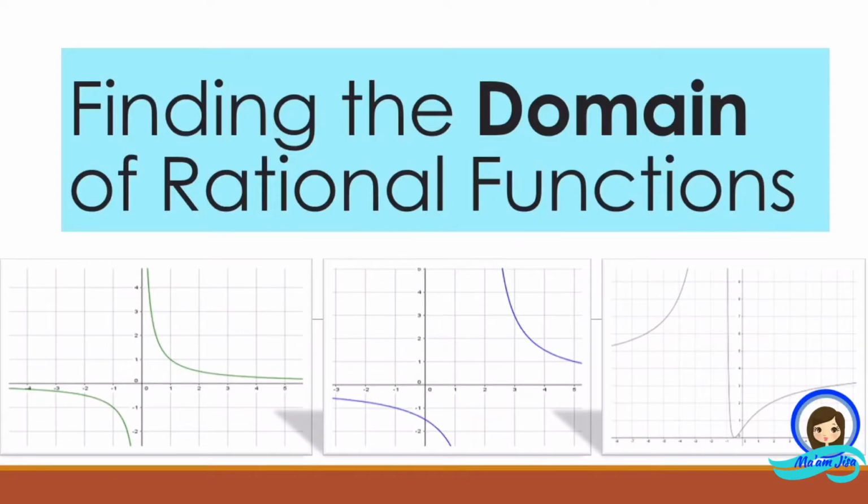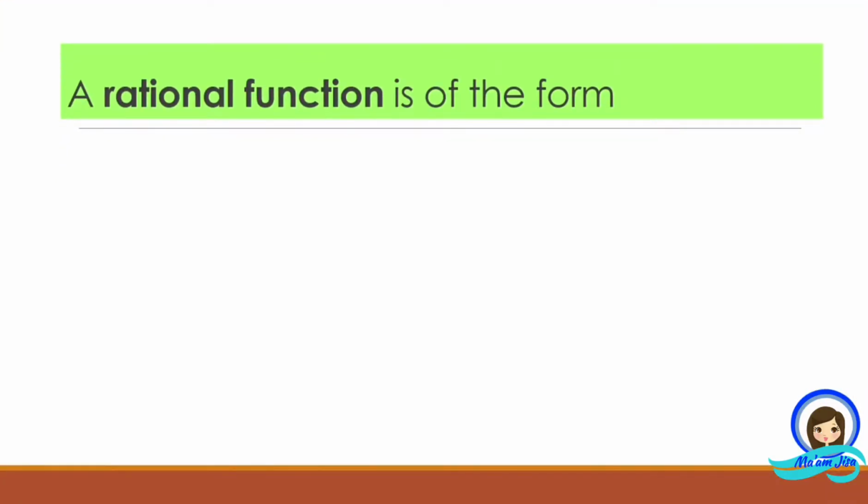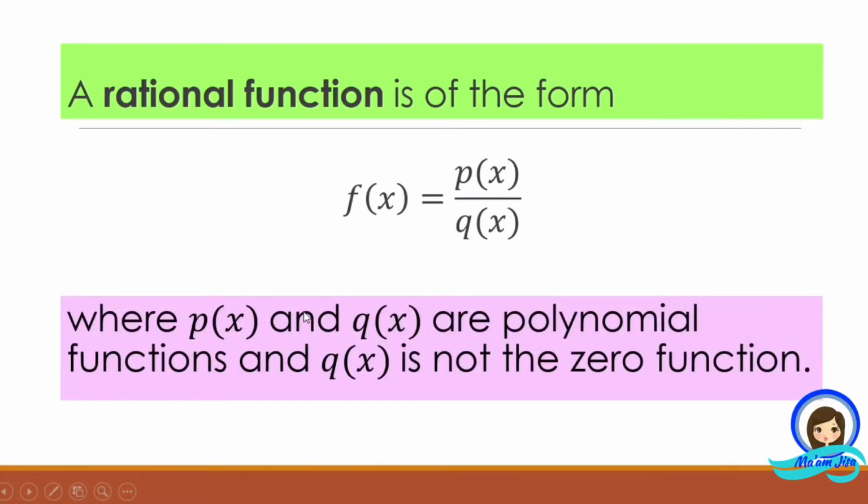When you are asked to find the domain of rational functions, what will you do? Let us first recall the definition of rational function. A rational function is of the form f of x equals p of x over q of x, where p of x and q of x are polynomial functions and q of x is not the zero function.